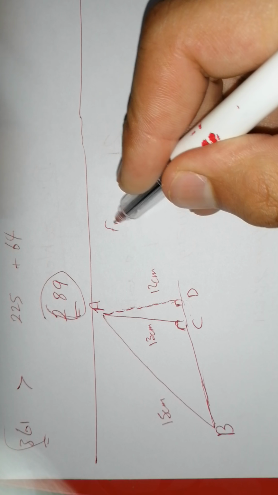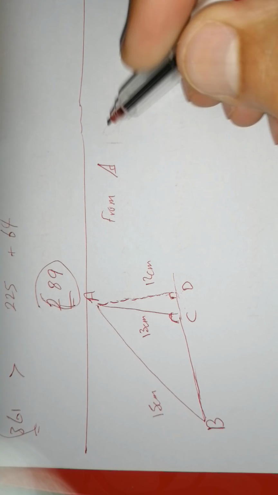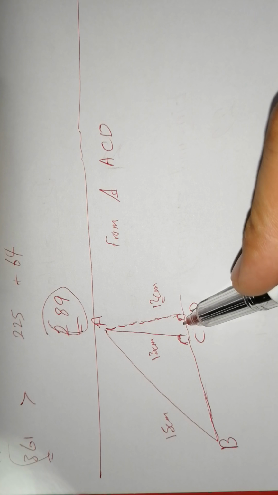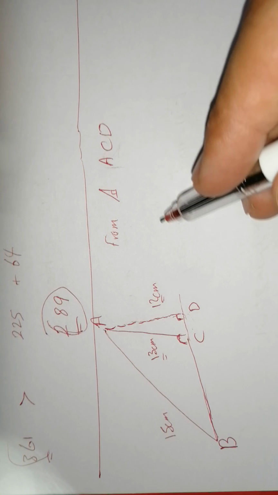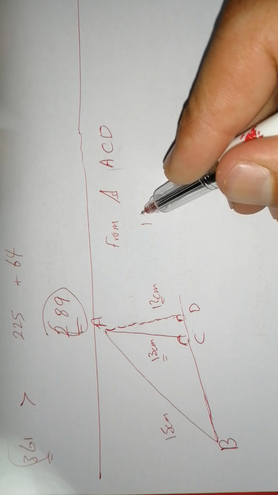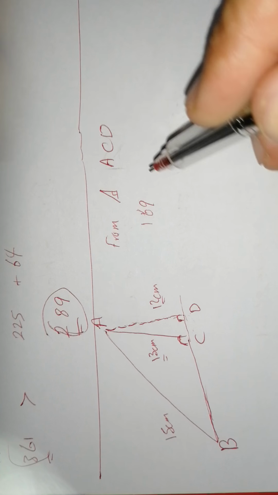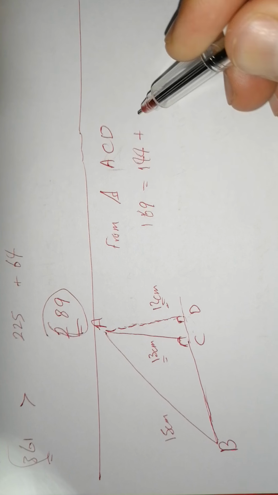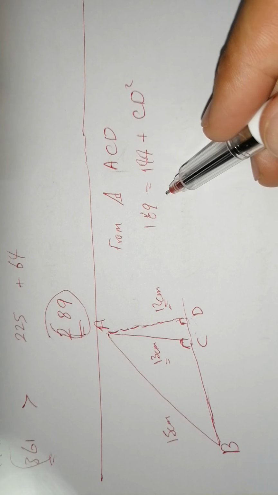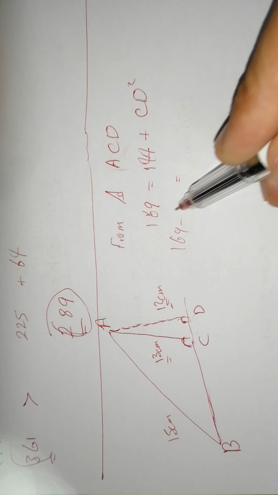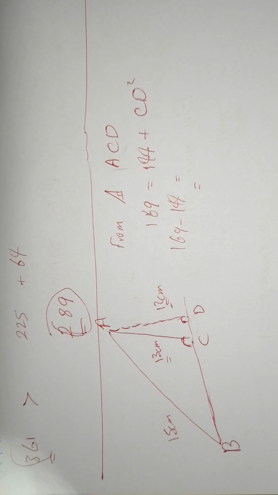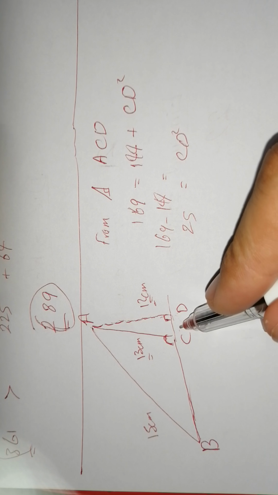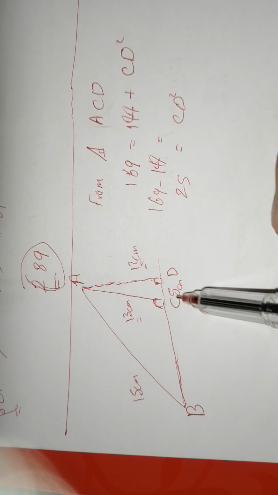So from the right angled triangle ACD, this is 12 and this is 13. So 13 squared, which is equal 169, equals 12 squared, which is equal 144, plus CD squared. So CD squared will equal 169 minus 144, which is equal 25. So CD equals 5 centimeters. And now we're going to find BD.